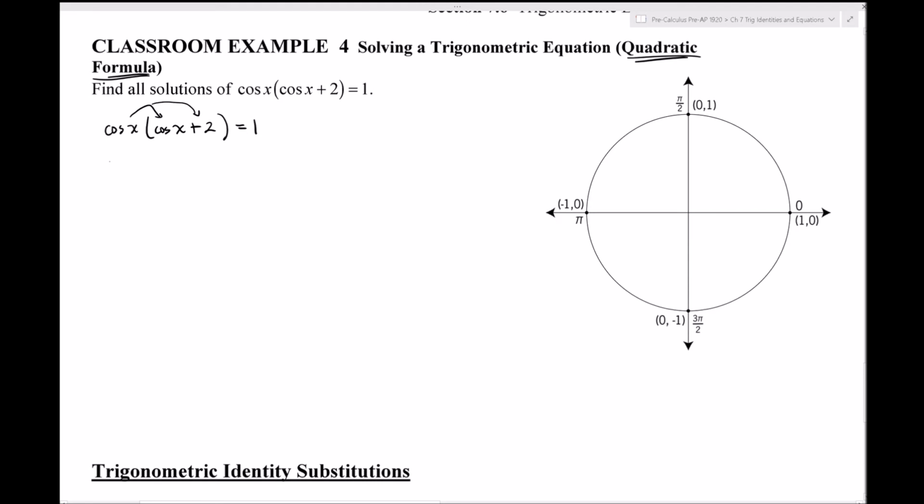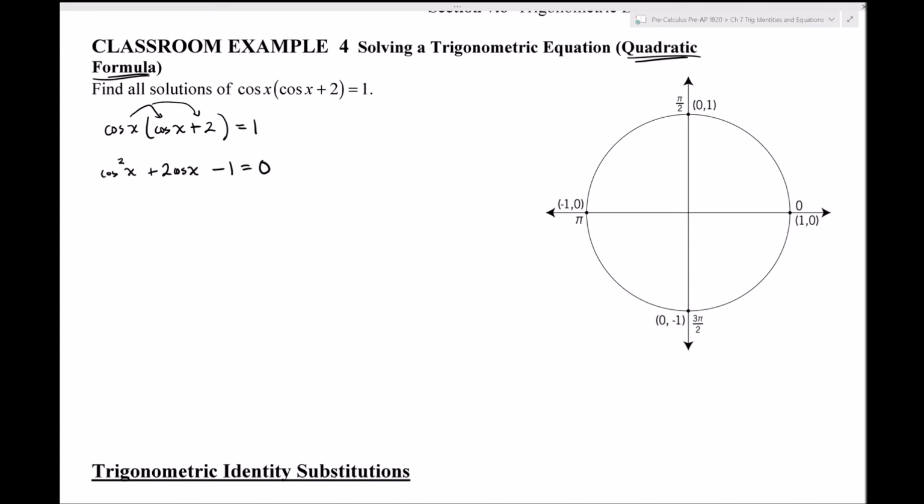Let me expand this to see if we can get a bunch of terms. That's going to be cosine squared x plus 2 cosine x equals 1. Or what you could do is subtract the 1 on both sides, and it's going to equal 0, just to get that done already in one step.